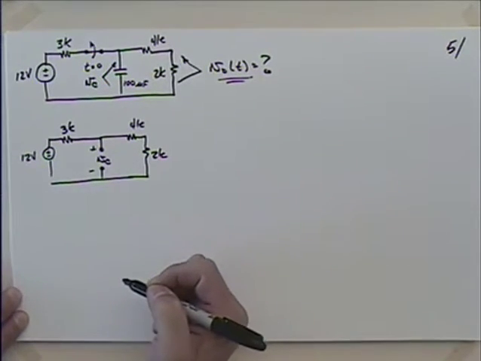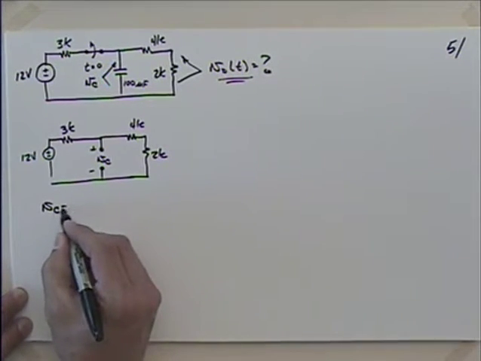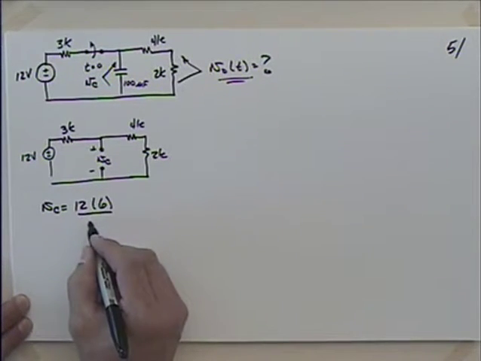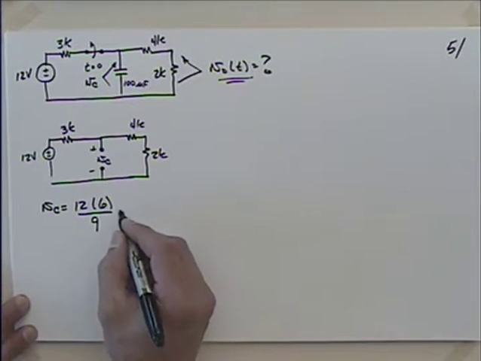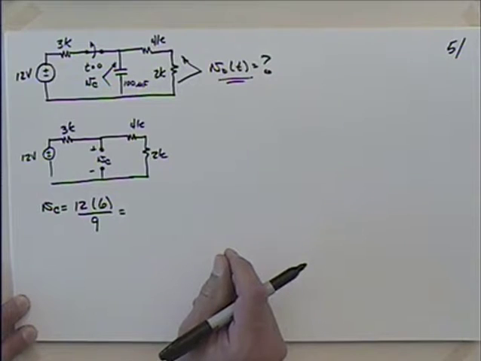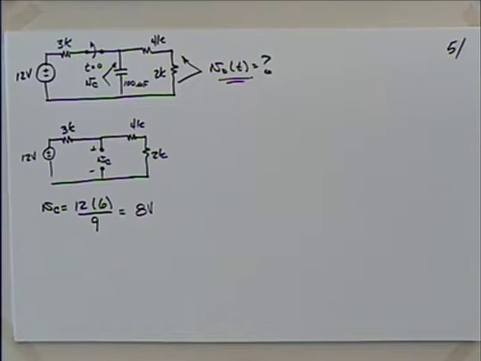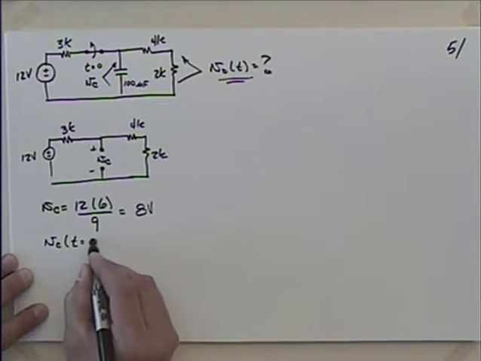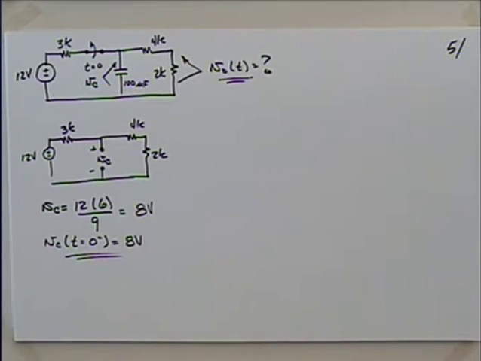And what's that turn out to be? Essentially, I have voltage division, right? VC is going to be equal to 12 times 6 divided by 6 plus 3, which is 9, is that right? So 2/3 of 12, 8 volts. You okay with that? And we could say that this is the voltage across the capacitor at t equals 0 minus, 8 volts, before the switch is even thrown.